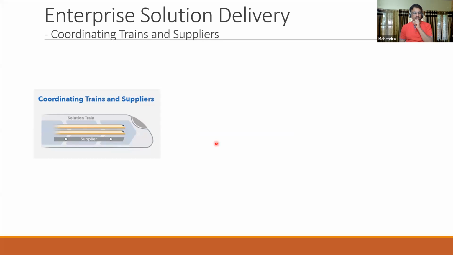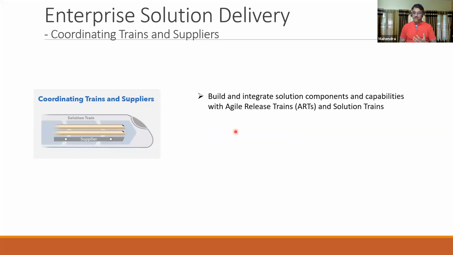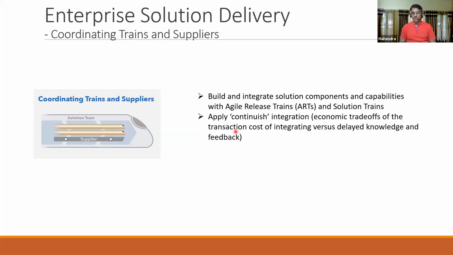So, coordinating between the various trains and suppliers. It could be an external supplier also. A supplier can be external to our organization. So how do you go about doing it? You build and integrate large solution components, which is beyond the capability of one agile release train. So that's how you fit it into a full solution train.